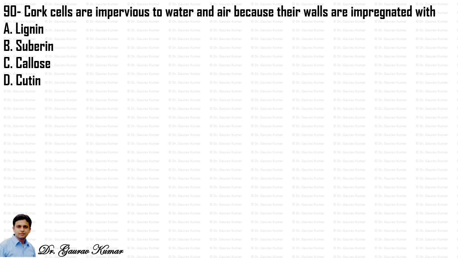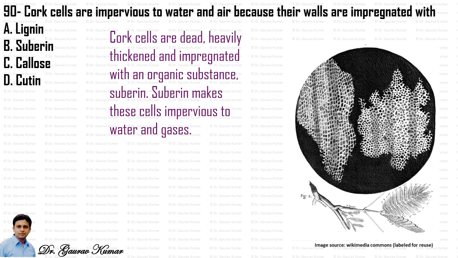Next question, cork cells are impervious to water and air because their walls are impregnated with. So cork cells are dead, heavily thickened and impregnated with an organic substance, suberin. Suberin makes these cells impervious to water and gases. On the right hand side you can see the very famous image from the book Micrographia, written by Robert Hooke in 1665, when he was postulating his cell theory, and he saw these cork cells through his microscope. So the answer to this will be that cork cells are impervious to water and air because their walls are impregnated with suberin.